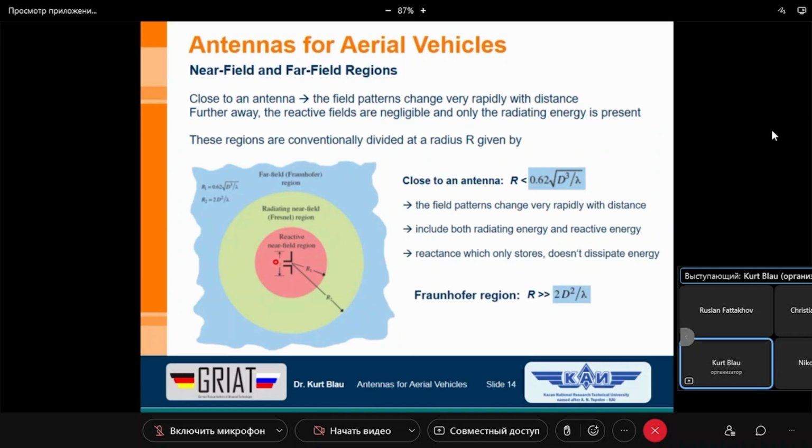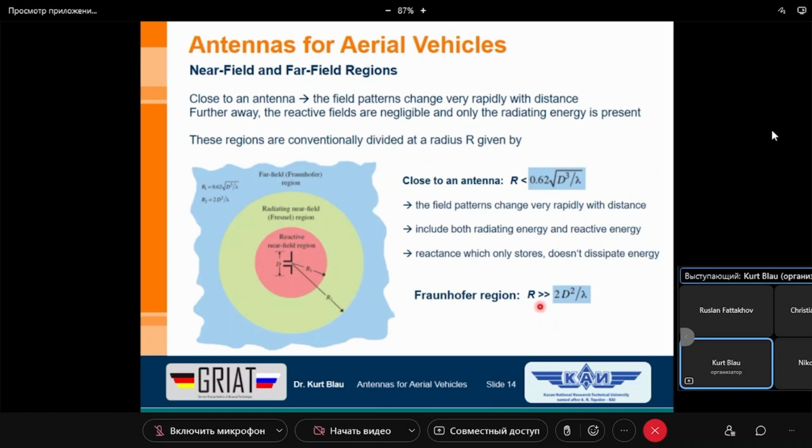Then, outside of this reactive near field region, we have, let's say, an intermediate zone between radius 1 and radius 2. This is the borderline to the so-called Fraunhofer region. It's the far field. Then this is the so-called Fresnel region. This is not identical with the far field region. If you go out of this region here, meaning the Fraunhofer region or far field region, not the Fresnel region.